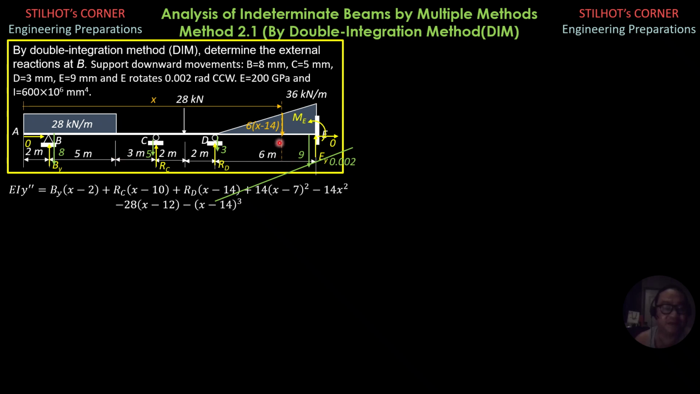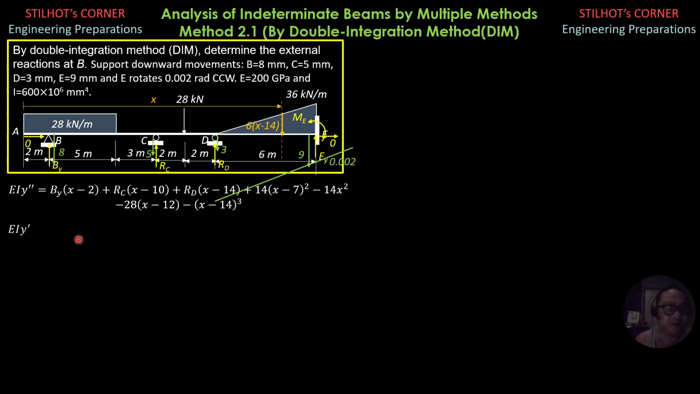28 times x minus 7 times x minus 7 over 2, so 14 quantity x minus 7 squared. And since this is fully extended up to here, minus 28 times x over 2, or minus 14x squared, then minus 28 times that distance, which is x minus 12, then minus the moment of this loading, 1/2 of quantity x minus 14 times 6 times quantity x minus 14, moment arm quantity x minus 14 over 3. So we have a value quantity x minus 14 cubed.